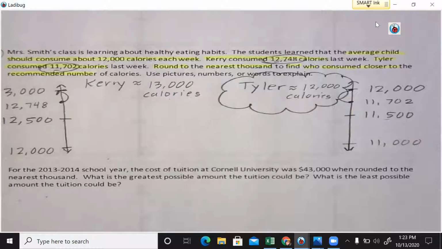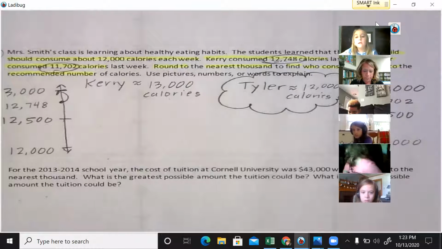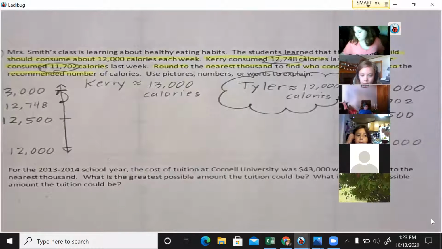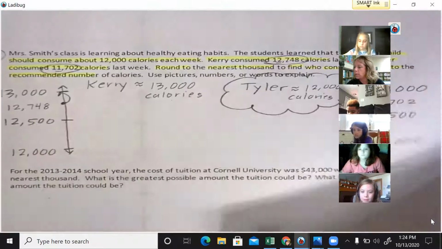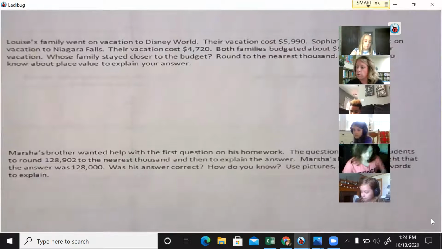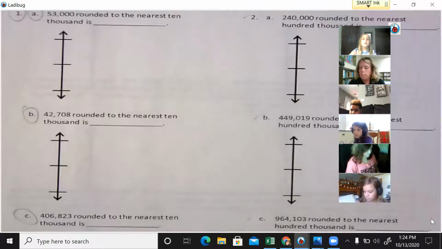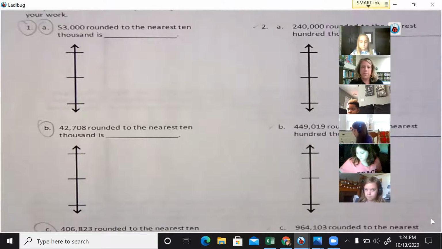Okay, I'm going to make you guys big again so I can see everyone. Okay, so we have done page 38, page 39. So far, do you have any questions? No. Okay. So now we're going to move on to page 42. Flip to page 42. We're going to skip over a little. On page 42, we're going to do just number 1, A, B, and C.